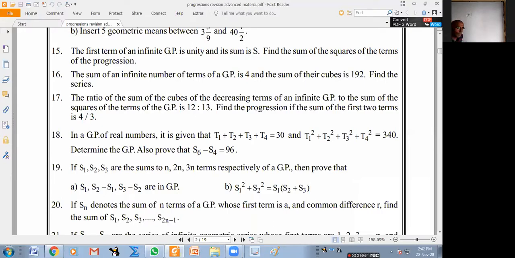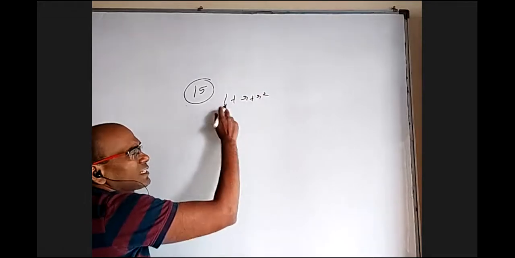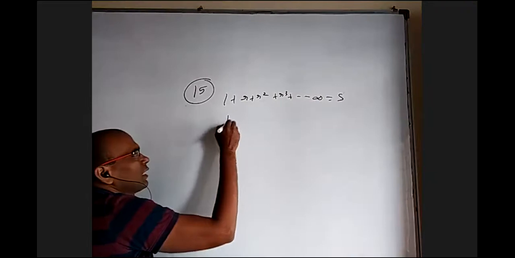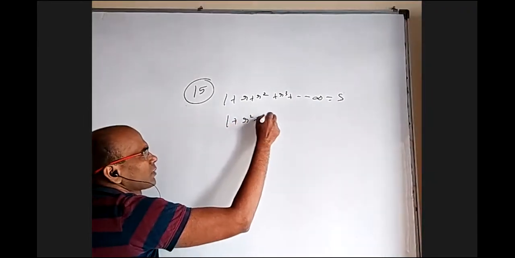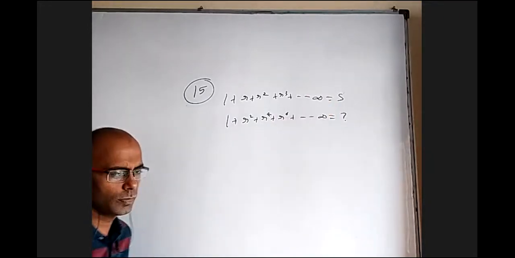Okay, the first term of an infinite GP is unity and its sum is S. Find the sum of the squares of the terms of the progression. I think they are expecting an answer in terms of S. So find a common ratio here and use it. So basically the question is 1 plus r plus r square plus r cube, so on up to infinity is S. And when you square it, 1 plus r square plus r power 4 plus r power 6, so on up to infinity is what? That's the question.